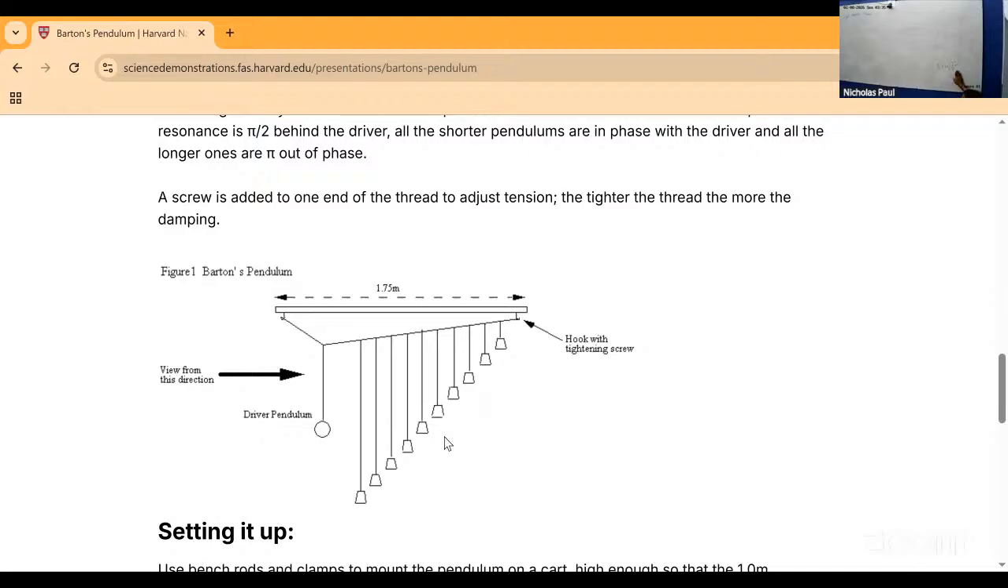Right, but basically, if I release this here, Joseph, what will happen? Yeah, explain it to me. Why is it that this one here will have the largest amplitude? Matching frequencies, okay. You can go now.